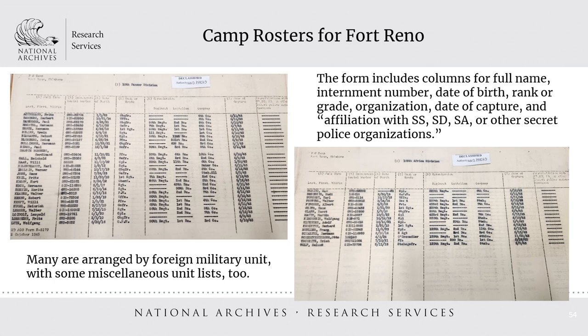These two examples are for the 10th Panzer Division and the 164th Africa Division. There are no name or unit indexes to these records. So, for example, if you are looking for a roster to confirm where a specific POW was held, you would need to know the name or location of a camp in order to conduct a search for those rosters.